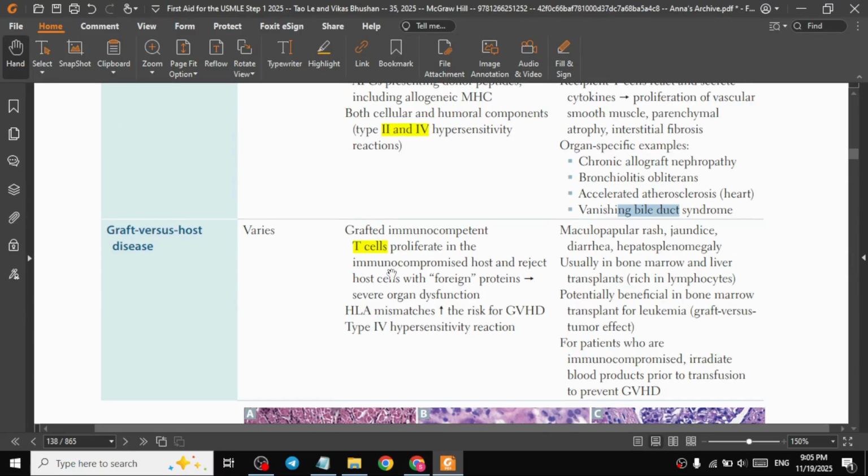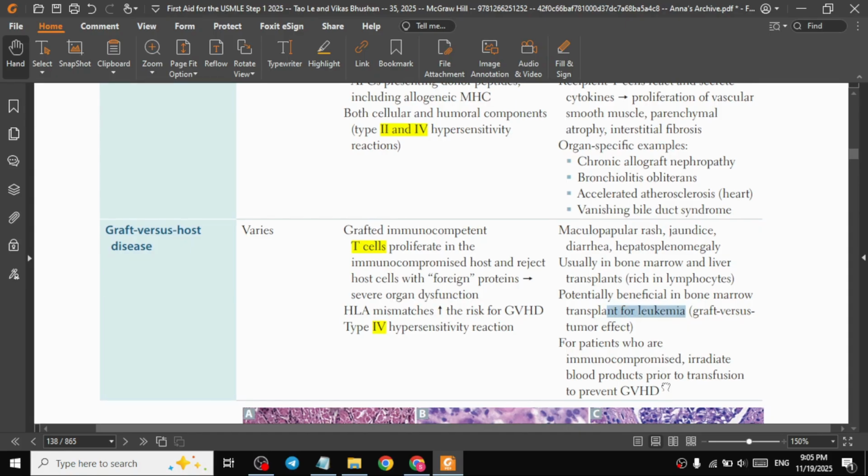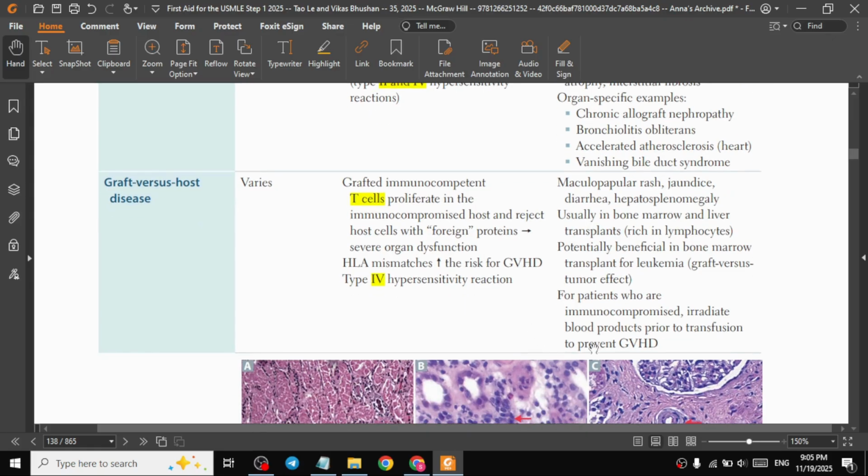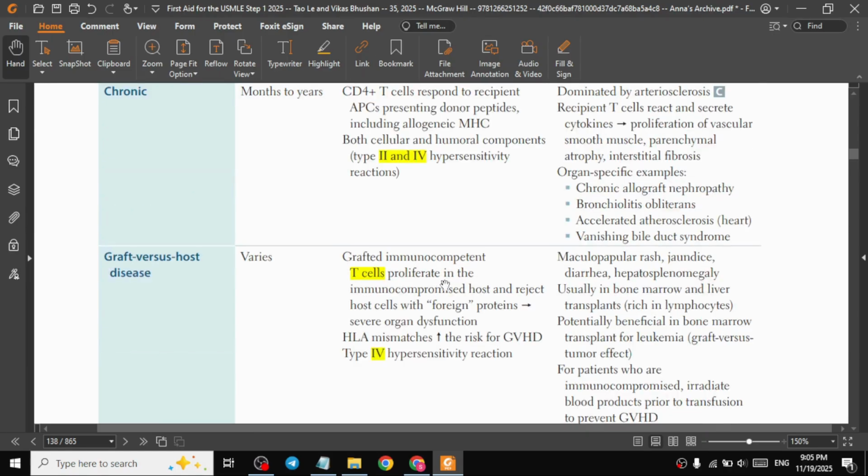So just to cover everything, T cells proliferate in the immunocompromised host, and the host cells with the foreign antigens lead to organ dysfunction, right? Usually type 4 because T cells are involved, right? So I've given you most of the points here: transplant for leukemia, as you see, and most commonly seen in patients who are immunocompromised. All right, so that was graft versus host disease.